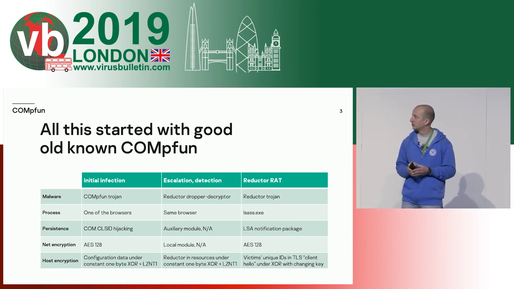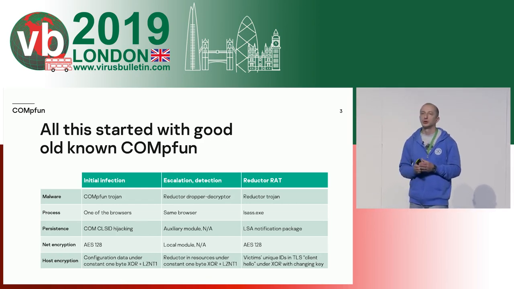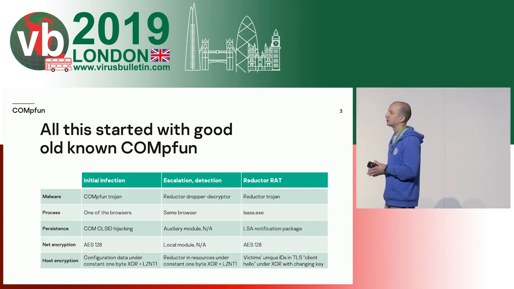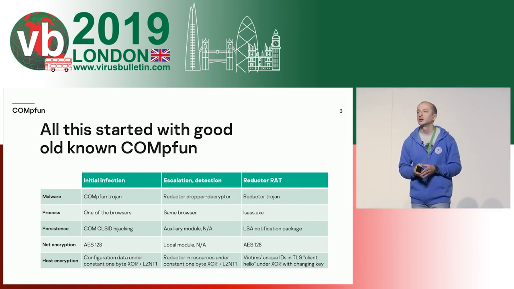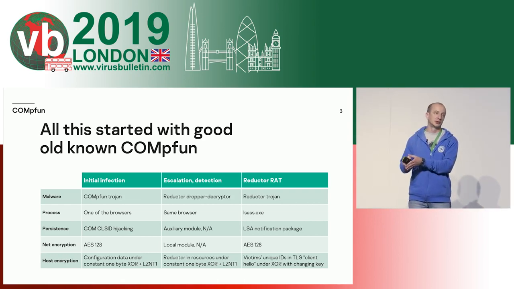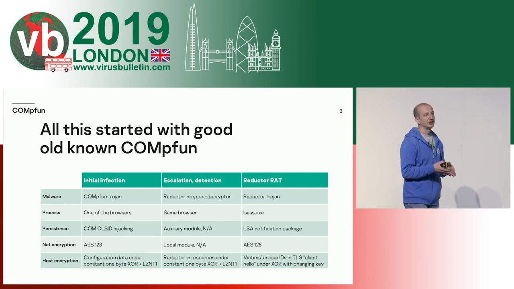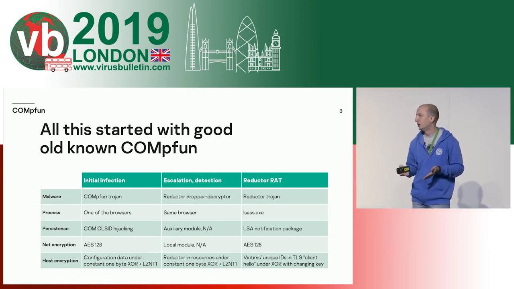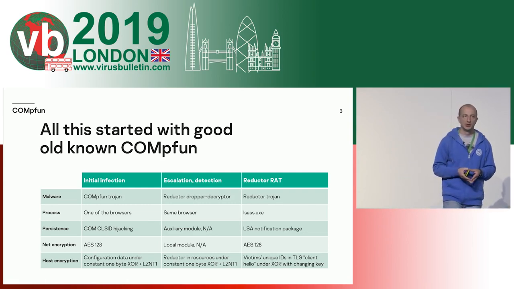But the question appears: COMpfun itself is a full-fledged Trojan, a remote administration tool. What for? Also, we registered some cases where, in one method of spreading, only one, Reductor appears on victims of COMpfun. So they use COMpfun in this case like a downloader. For sure, as a remote administration tool, it has the ability to download other files and run them. So interesting.